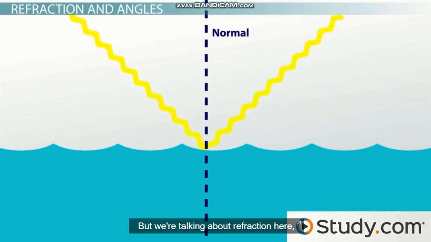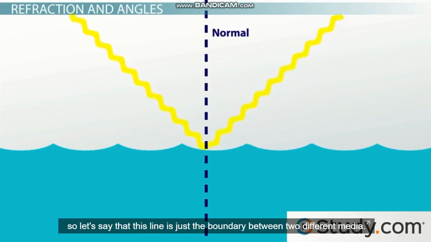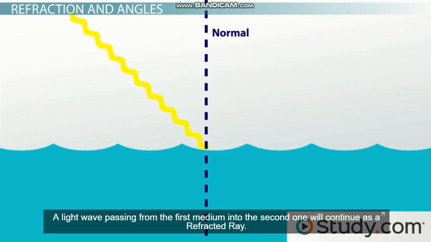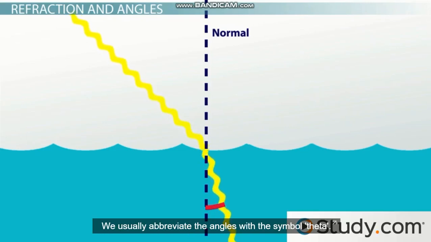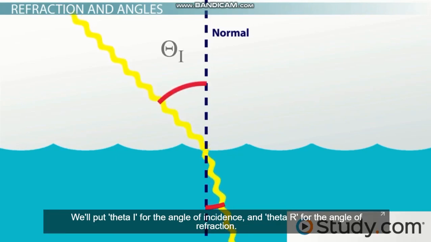But we're talking about refraction here, so let's say that this line is just the boundary between two different media. A light wave passing from the first medium into the second one will continue as a refracted ray. It will make its own angle of refraction, which is the angle between the refracted ray and the normal line. We usually abbreviate the angles with the symbol theta. We'll put theta i for the angle of incidence and theta r for the angle of refraction.